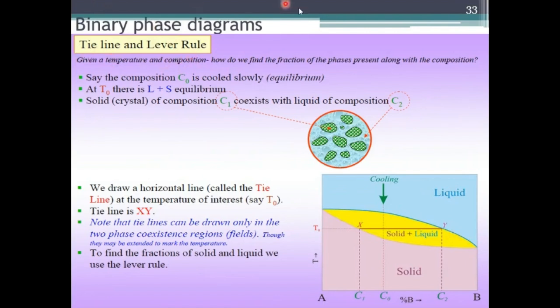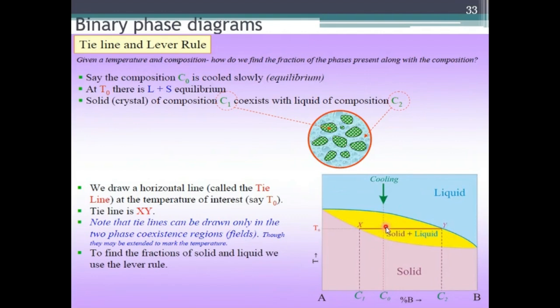For example, here I am having the percentage composition of a particular element, and here I am having the temperature. Now I am taking a random composition C0, which is in equilibrium. C0 at T0: C0 is here, T0 is here. At T0, it will be in a liquid plus solid medium. Only that kind of point we call the equilibrium point.